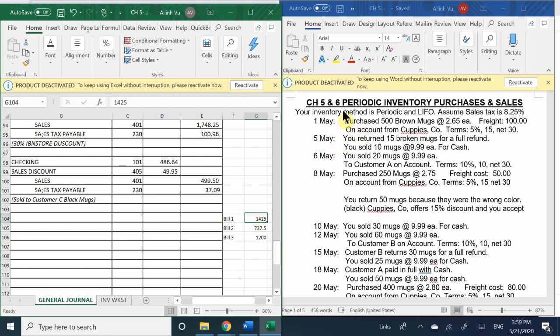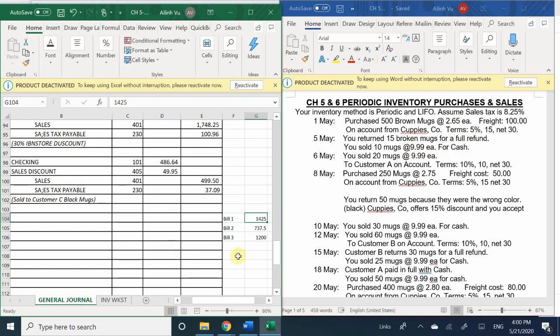Now, let's look carefully at bill number 1. We made a purchase order. What are the terms? 5% net 30. Did we make the discount period? No, we didn't. However, what happened on May 5th? We returned. We made a return, and we got full credit for it.